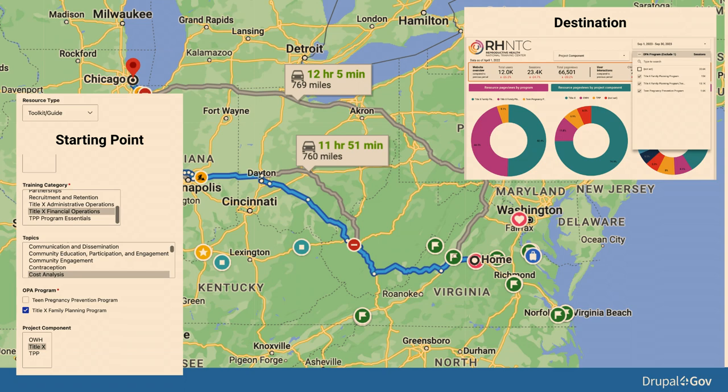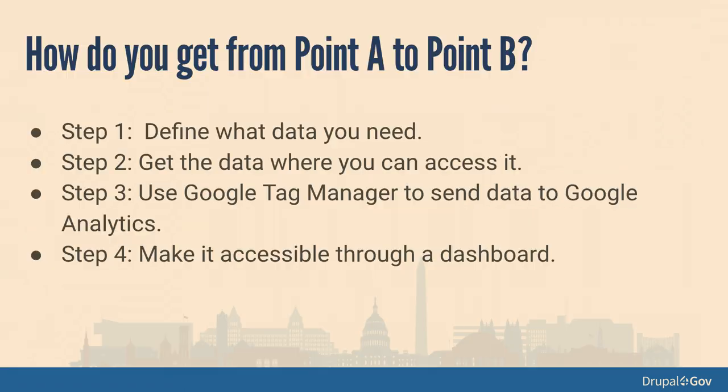Obviously, we didn't have the dashboard designed to start with, but we knew ultimately we wanted some way for Elizabeth's team to be able to easily go in and see, by funding source, how many views different pieces of content were getting, by program area, what were the most popular resources. So we knew ultimately the outcome that we wanted. So how do you get there?